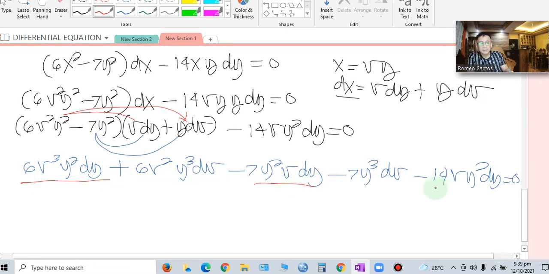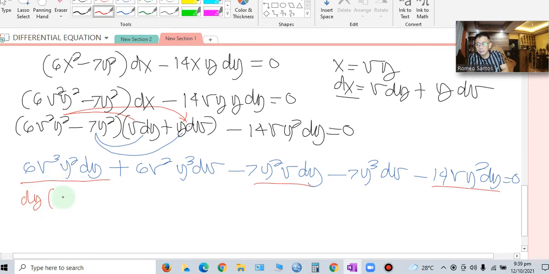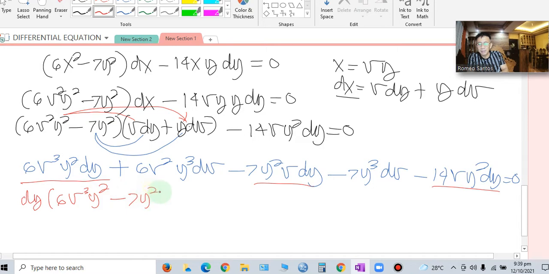This one, and this. Okay, so just the red. Okay, so factor out dy, matitira dito yung 6b cubed y squared. Okay, dito naman tayo, minus 7y squared b. Tapos na dyan, dito na lang tayo, minus 14b y squared. Okay, yun ang dy.